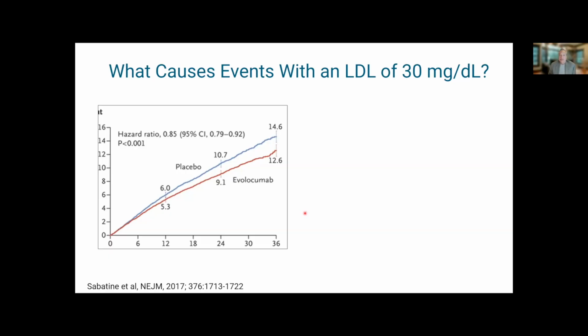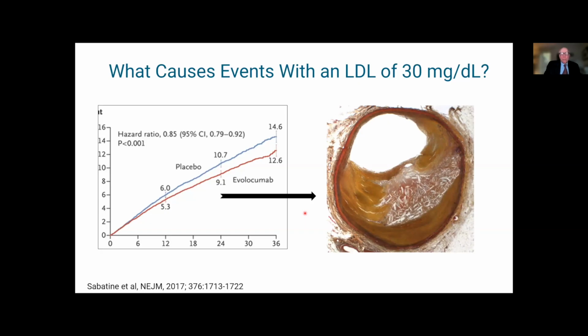But I look at this curve. I should feel happy, but I don't, because this is the evolocumab results, and there is a reduction here of 15%. But what about the 85% of events that still occur? That would be flat. That's what cardiology's goal should be, and it's not. So maybe the vulnerable plaque finding can help flatten that curve out.